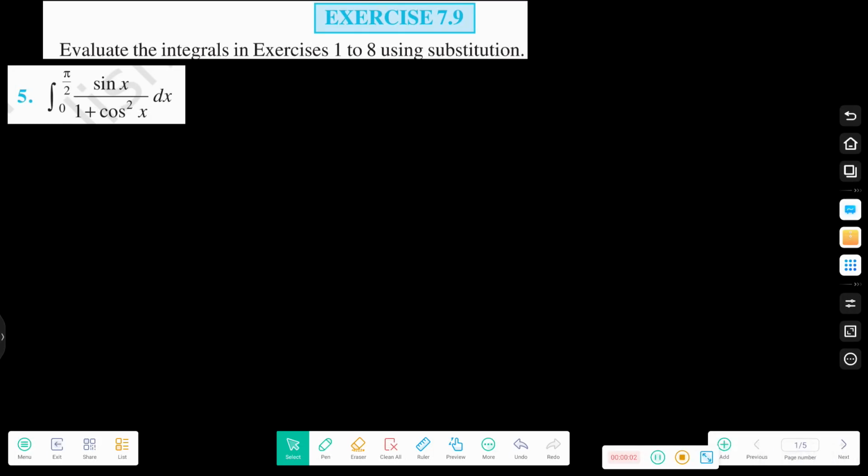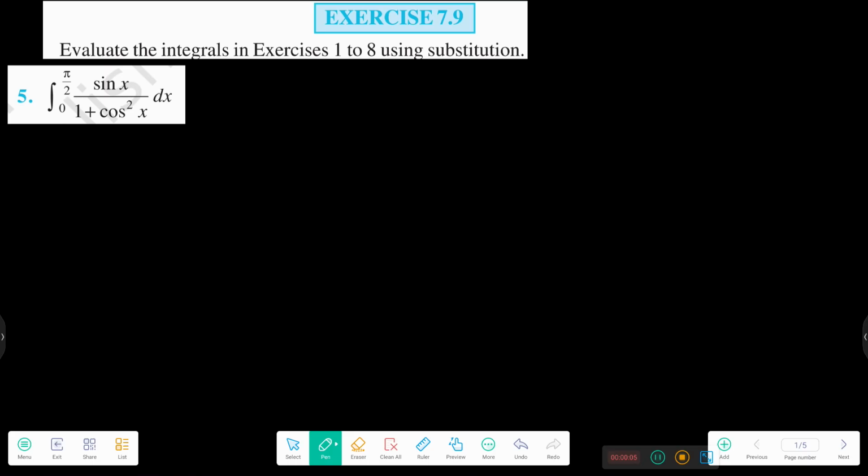Now, exercise 7.9, question number 5. Let's start. I is equal to the integral from 0 to pi by 2 of sin x divided by 1 plus cos square x into dx. Children, you can note down one thing. In the denominator, there is a cos.